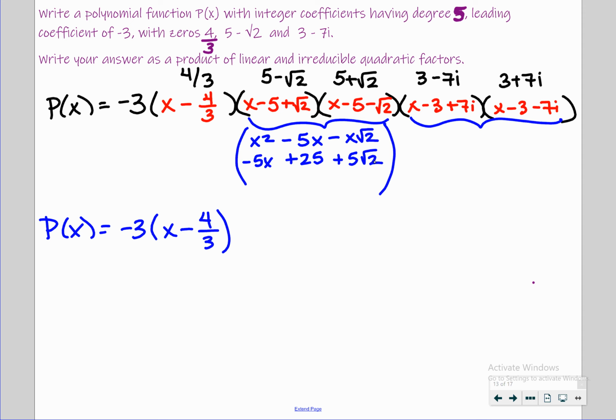Rad 2 times everything in the second parentheses will be rad 2x, negative 5 rad 2. And then negative, what's the square root of 2 times the square root of 2?